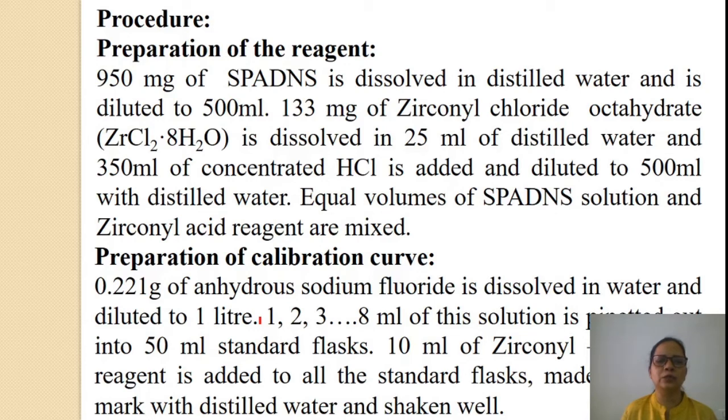Now from this 1 liter solution, 1, 2, 3, 4, 5, 6, 7, 8 ml of this solution is pipetted out into different 50 ml standard flasks. That is flask number 1, 1 ml we have to pipette out, 2 ml, 3 ml, etc. Next, to all these 50 ml standard flasks, 10 ml of zirconyl SPADNS reagent is added. Then made up to the mark and shaken well. So these are the sodium fluoride solutions which are treated with the SPADNS zirconyl reagent and made up to the mark.